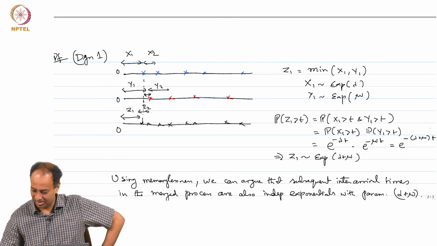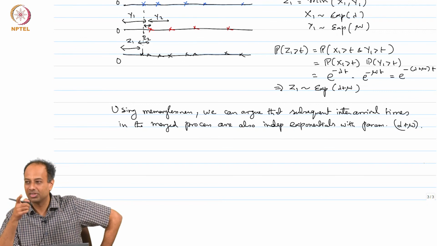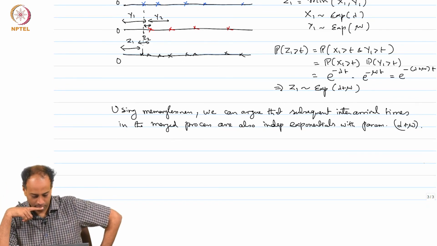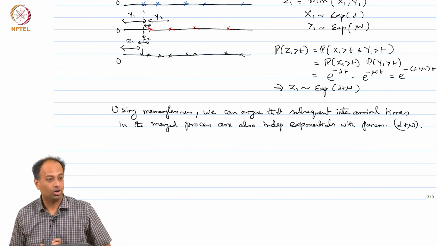What I have said in this one sentence, you need to write out properly in terms of the big theorem we proved, the memorylessness theorem. Good. So, this concludes the module on merging.